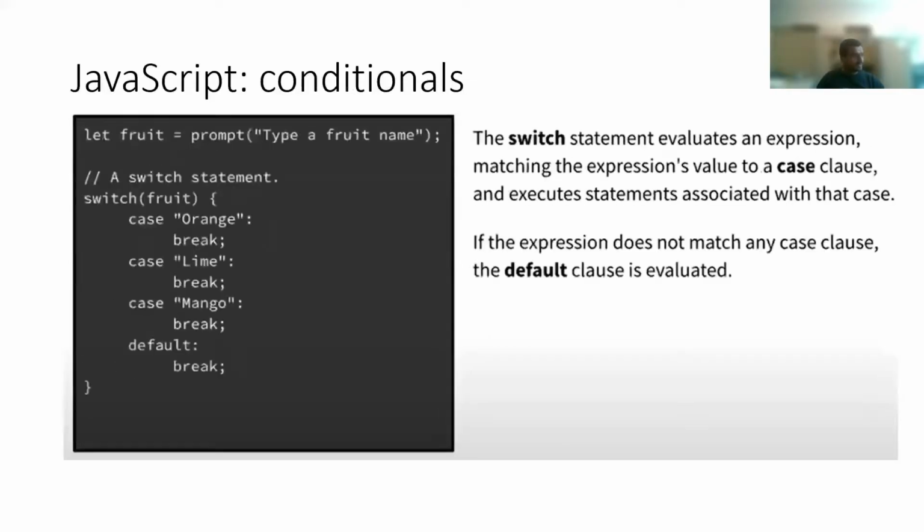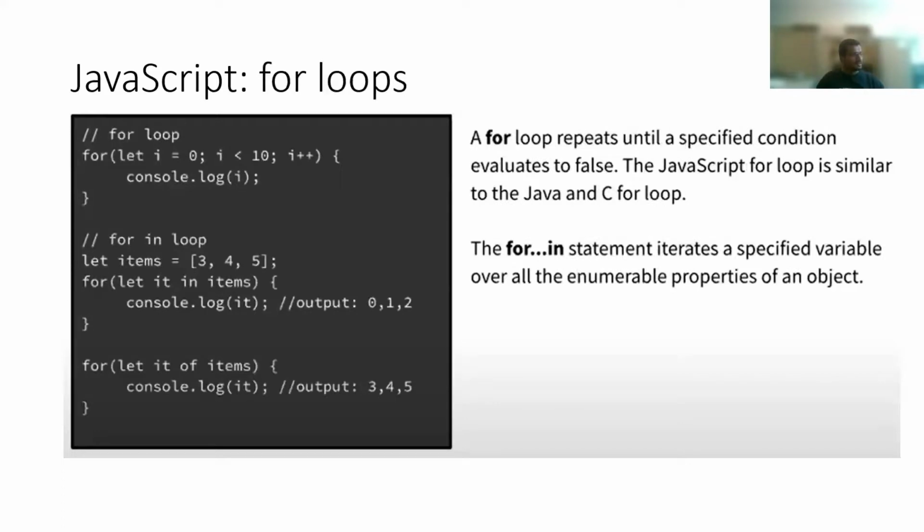Then you can use switch case statement. Not going to show an example because this is pretty much the same as other programming languages. We have for loop. We can print all the elements in some array using this let. So this part is similar to Python, right? So for let i in items, you can print that. Let's try two examples of for loop.